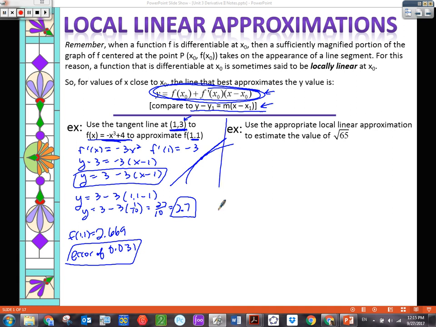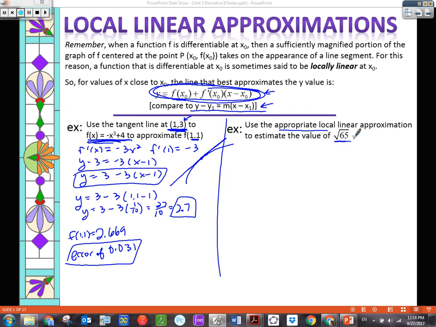The second problem, we are told to use the appropriate local linear approximation. Appropriate, now they're making us pick. We've got to pick what would the appropriate local linear approximation be to estimate this. So our task is to figure out what function we are going to use and what our x naught is going to be. That's up to us. Now, keep in mind that we would not have a calculator. That's why they're asking us to do an approximation, because we wouldn't have a calculator.